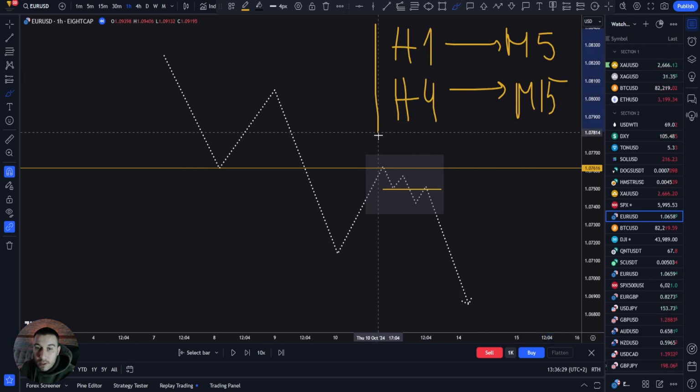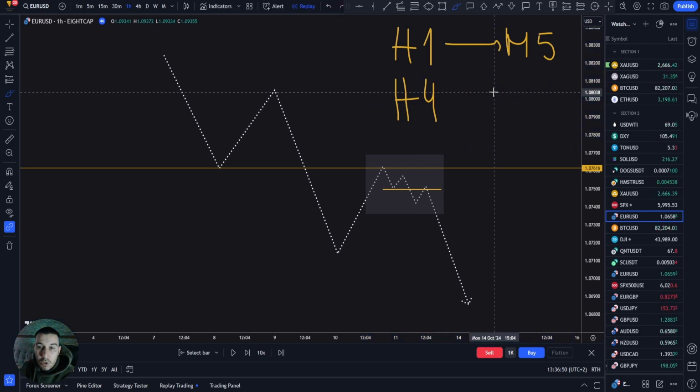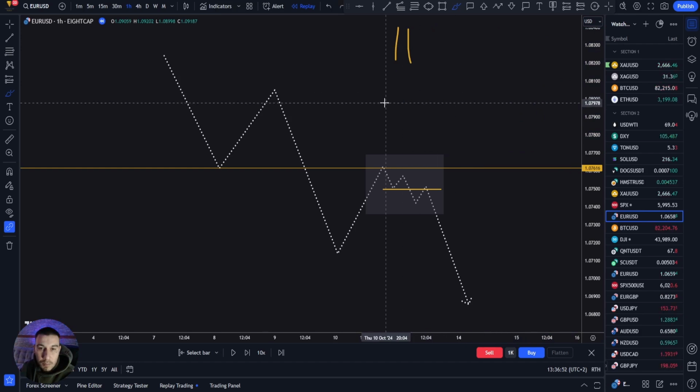All right, this is something that you can use as an example if you're still wondering how to combine multiple time frames. So you're looking for the main move on the 1-hour chart, and you're looking for entries on the 5-minute time frame. You're looking for the main move on the 4-hour chart, then you can drop down to a 15-minute time frame and try to find a more precise entry.